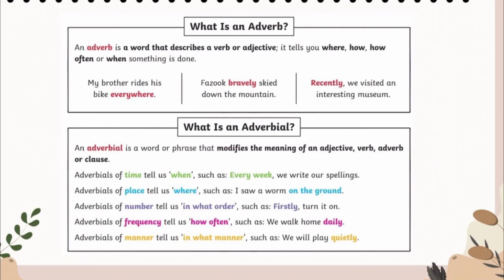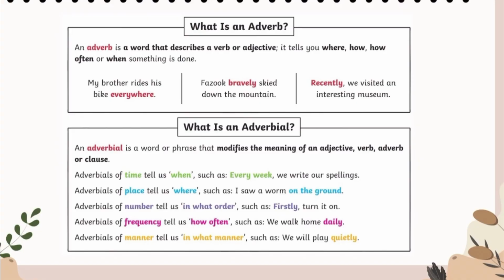So here are 3 examples. My brother rides his bike everywhere. So everywhere is telling us where he is riding his bike. Verzoek bravely skied down the mountain, and we know how he skied because he skied bravely. Recently, we visited an interesting museum. So recently is our adverb to show when something happened.